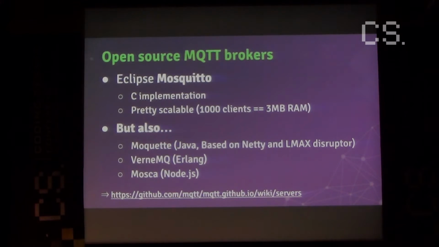On the server side, several brokers are available in open source. At Eclipse, we have Mosquitto, which is like the most popular one. It's been around for, I think, about 10 years now. It's pretty scalable, pretty easy to customize. You have a plugin model if you want to plug in your own authentication mechanisms and stuff like that. So it's in C, provides TLS support, WebSocket support, and stuff like that. And there's also several other implementations out there.